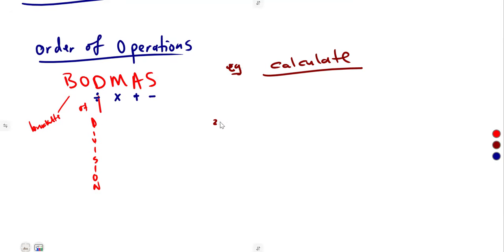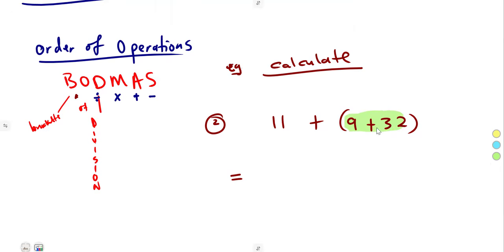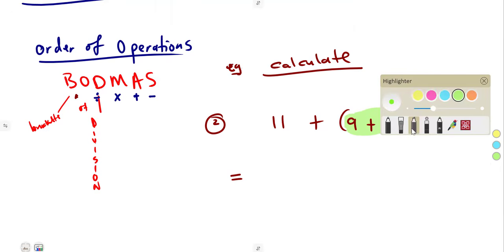using the same BODMAS concept. 11 plus, let's say we are given 9 plus 32. So we are going to consider according to what we are given. This is going to be what? There's a bracket. So simplify what is inside the bracket first. That is what it means.